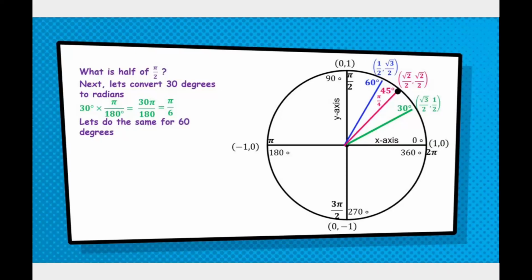So 30 degrees, and the conversion factor we use is pi over 180. That gives us 30 pi over 180, which simplifies to just pi over 6. So 30 degrees is the same thing as pi over 6. Then we do the same thing for 60 degrees using our conversion factor of pi over 180, and we get 60 pi over 180, which is just pi over 3. Then we can label them next to the angles, inside there, next to the degrees.